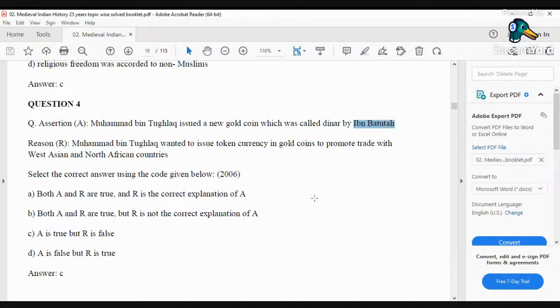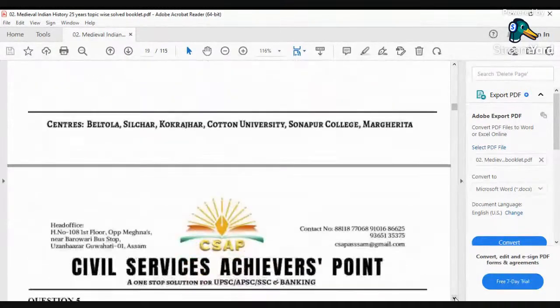In simple words, token currency means that you are making something less valuable more valuable. Because he was trying to do something like this, he was trying to make a less valuable metal more valuable, he could not have issued gold coins. Like I said, so the answer has to be what? Assertion A is correct, but R is wrong. So A is true, but R is false. So option C is the right answer in this case.